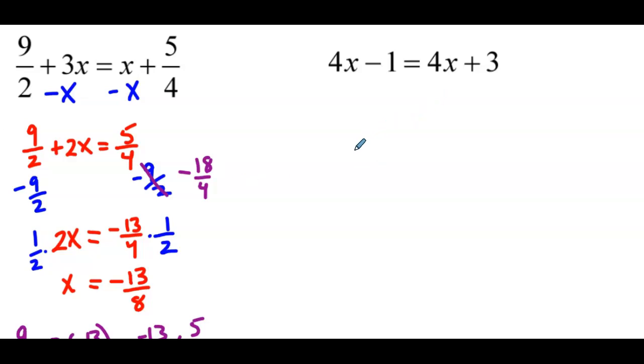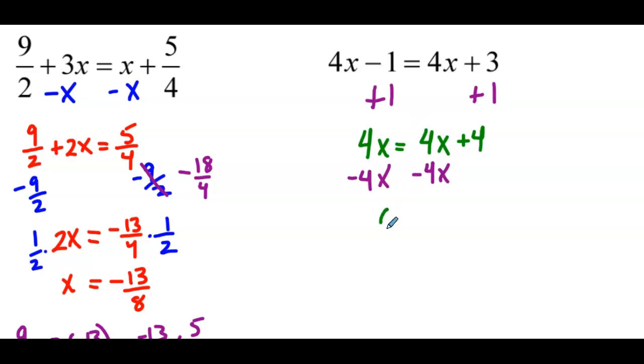Next example, 4x minus 1 equals 4x plus 3. So I'm going to start by adding 1 to both sides of this equation. That's going to give us 4x equals 4x plus 4. And then subtract 4x from both sides of the equation. And we would get 0 equals 4, which hopefully we can all agree on the fact is never true. 0 never equals 4. So what does that tell us about this equation?